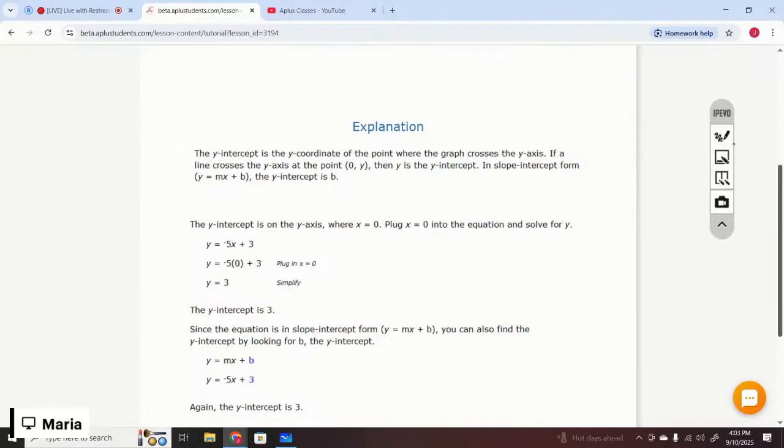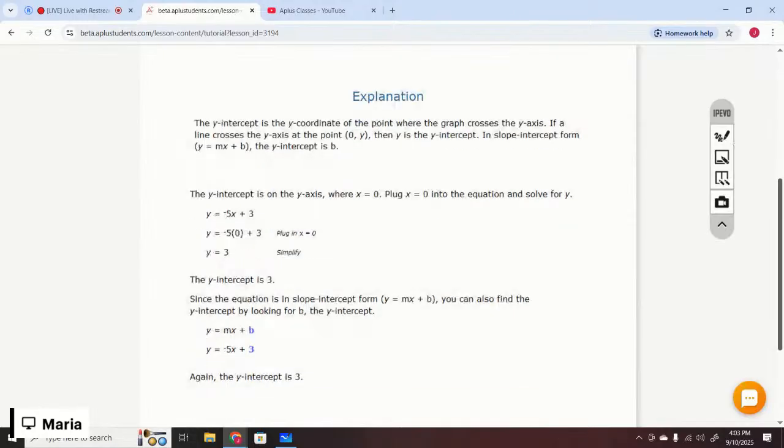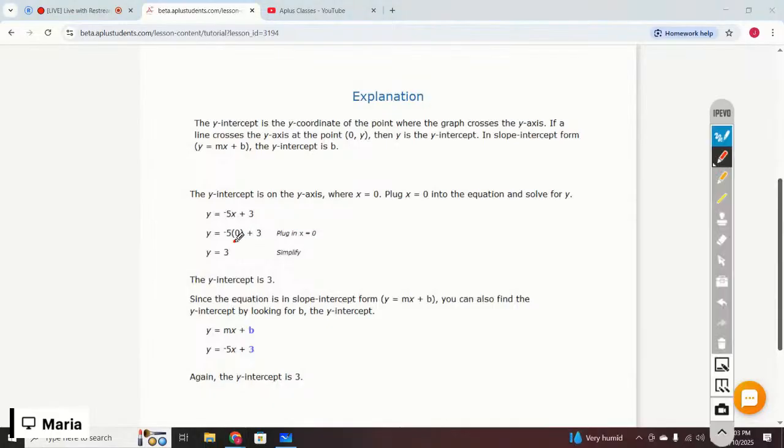So just look at the equation that is y equals negative 5x plus 3. So for the y-intercept, we know that x is equal to 0. So just replace the x in the equation with 0. So negative 5 times 0 is 0. So the y-intercept of the equation is 3. Got it?